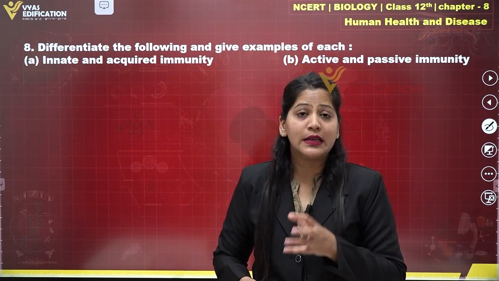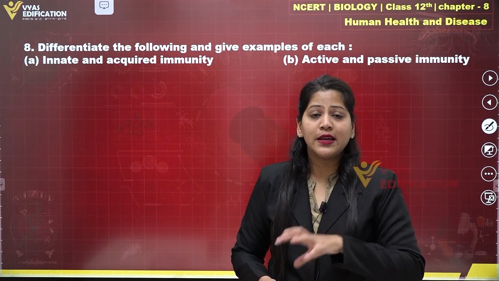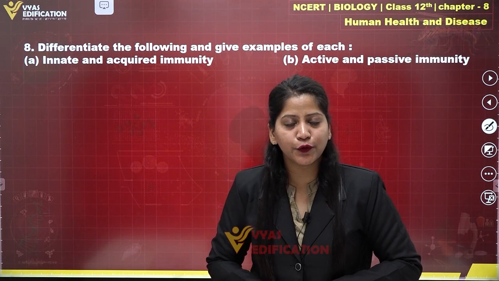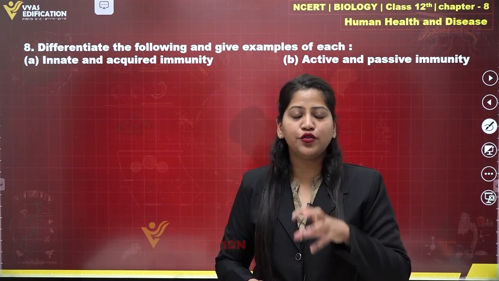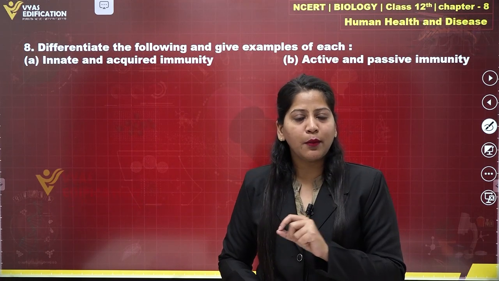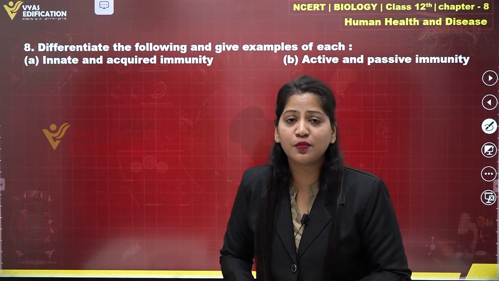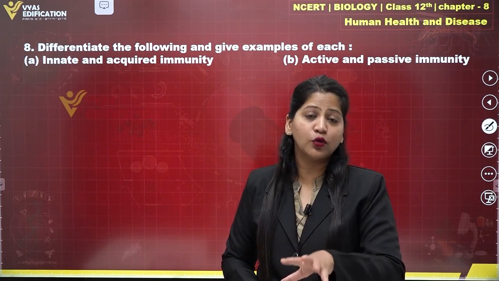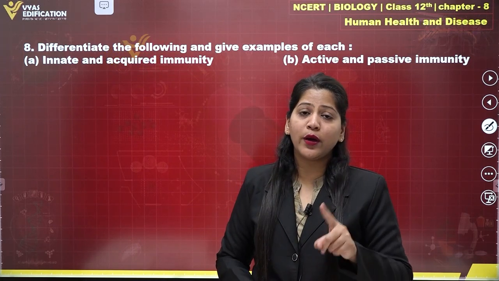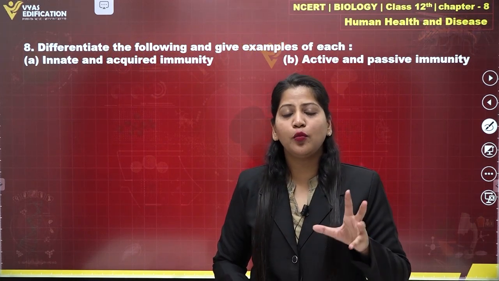We know that innate immunity is the immunity which is inherited from parents, and acquired immunity is not inherited from parents, it is acquired during the lifetime after birth. The most important thing about these two is that innate immunity is non-specific to pathogen, whereas the acquired immunity is specific to pathogen.